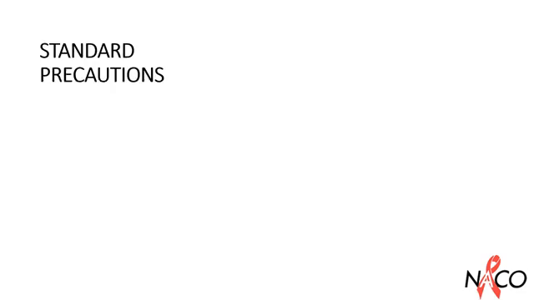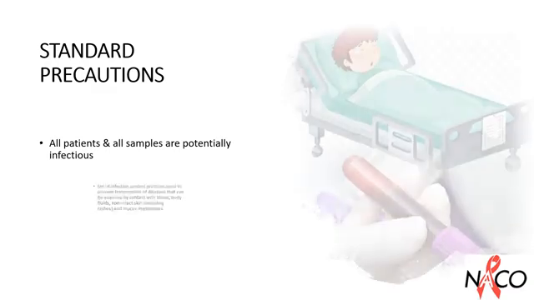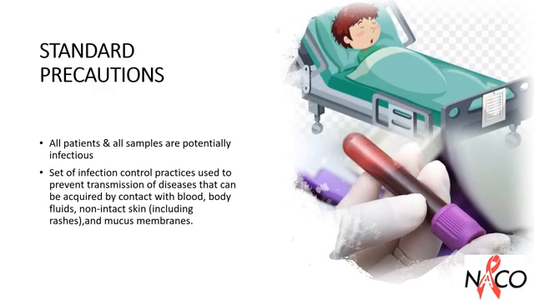Standard precautions. The basic premise of standard precautions is that all patients and all samples are potentially infectious. These are a set of infection control practices used to prevent transmission of diseases that can be acquired by contact with blood, body fluids, non-intact skin, including rashes, and mucous membranes.